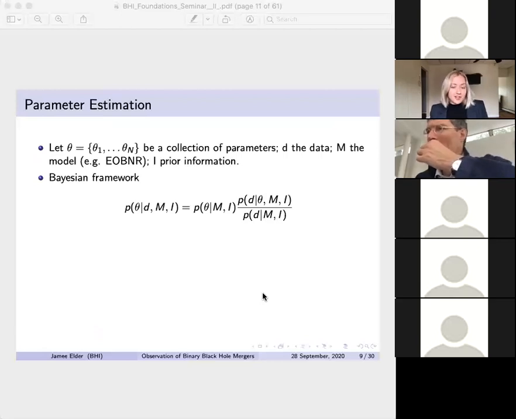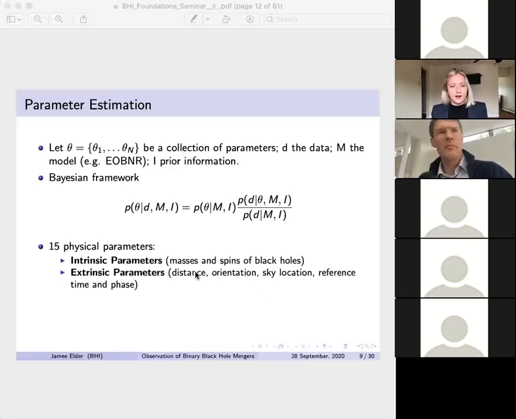Now, parameter estimation. Here we're talking about the source system. If theta is some collection of parameters in the data, then you can use a Bayesian analysis in order to generate posterior distributions for a whole set of different parameters. Doing so requires having some model that takes a source system and maps it to the gravitational waves that would be produced, as well as some prior information, here represented by I, and of course the data.